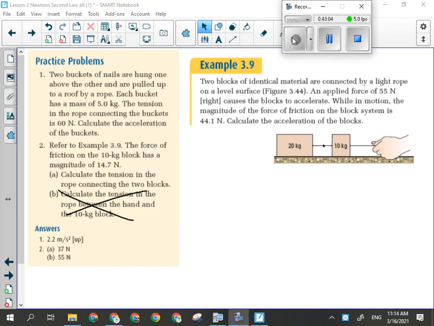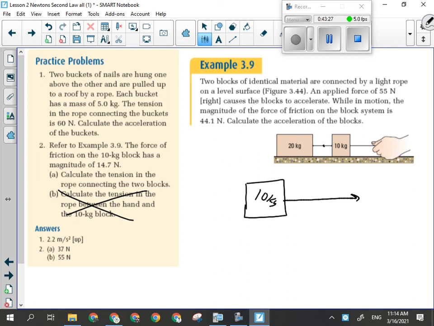So, as I said, there's a way to solve this using either box. But right now, you have more information about the 10 kilogram box. If I draw a free body diagram of the 10 kilogram box, I can easily identify the three forces that are acting on it and know their values. Well, except for one of them, because that's the one I have to find. So, here's my 10 kilogram box. It's being pulled this way by 55 newtons of force. We know that the force of friction acting on it is 14.7 newtons.